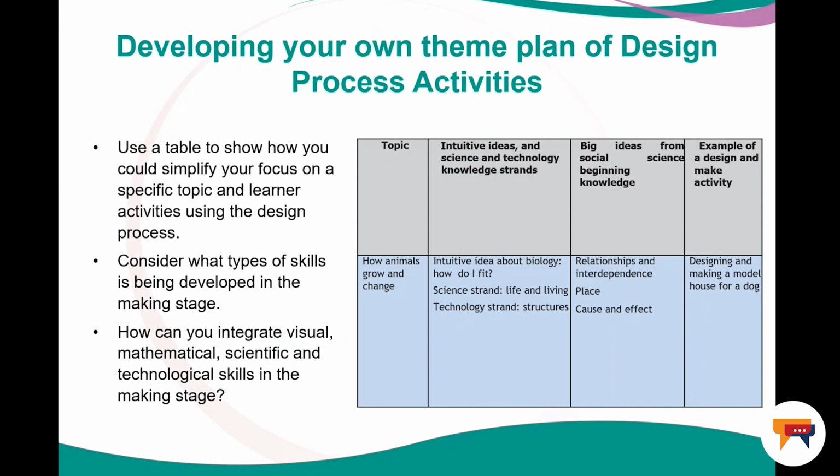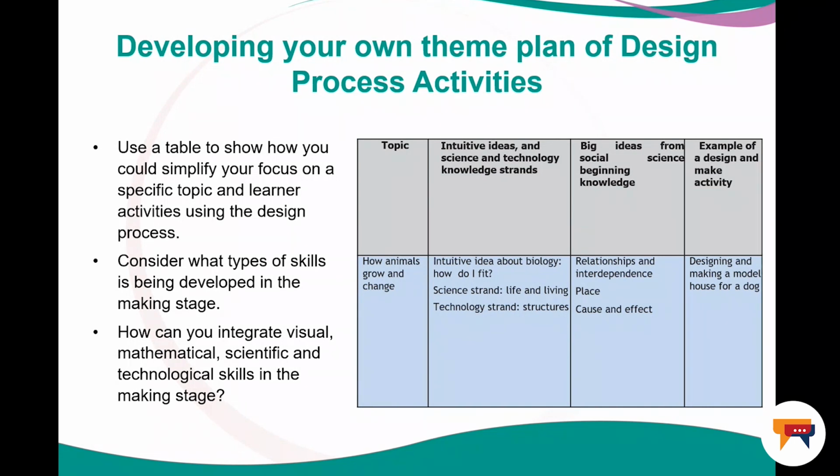So when you're developing your own theme plans of design process activities, you need to use a table to show you how you could simplify your focus. So this is how you can simplify your focus on a specific topic and create learning activities using this design process. So you consider what type of skills. We talked about the process skills earlier in previous learning units, and how they develop in the making stage, and how you can integrate visual, mathematical, scientific, and technological skills in the making stage. So let's look at how you could develop these theme plans.